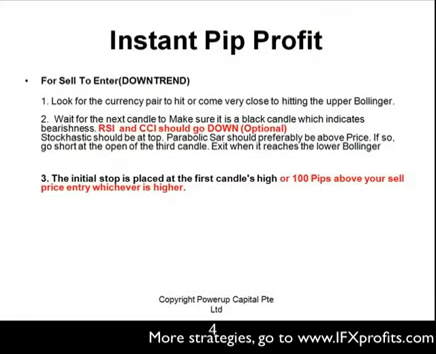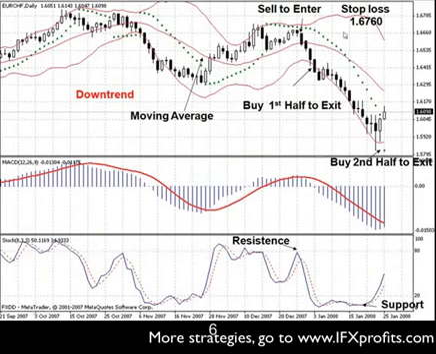Okay, now let's look at the sell to enter for the downtrend. So again, this time you want to make sure the currency pair has hit or come very close to hitting the upper Bollinger. So in this case over here, the candlestick is here on top of the Bollinger. The line above this is the upper Bollinger. The line below over here is the lower Bollinger. So the currency has hit or come very close to hitting the upper Bollinger, this white candle.